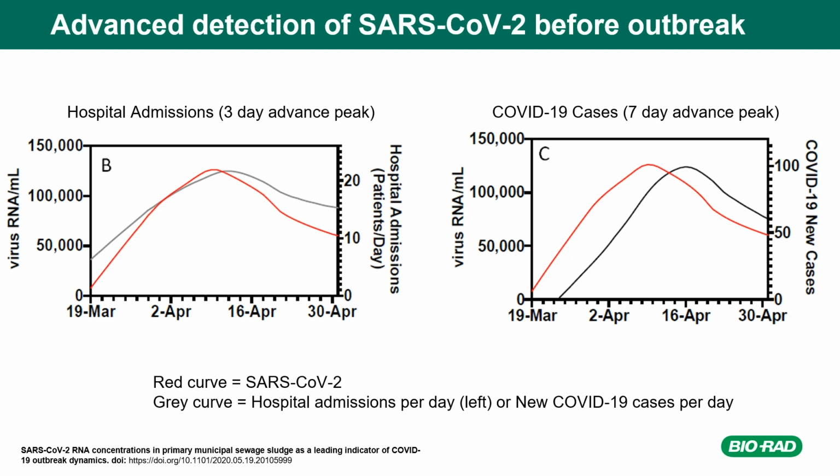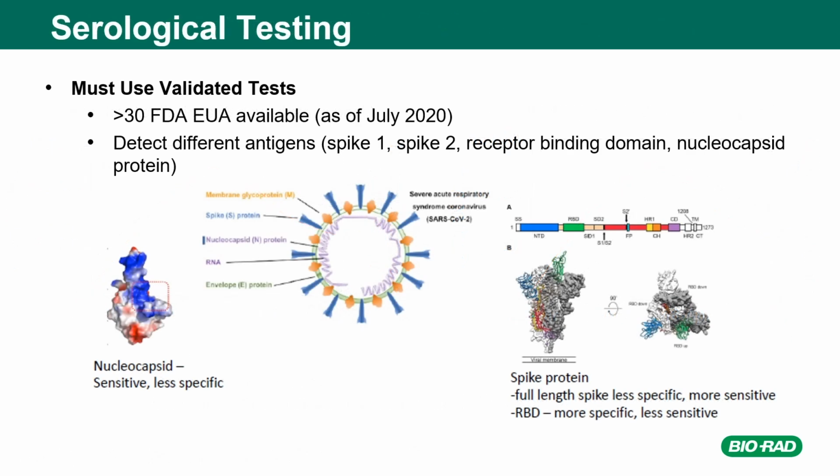Now let's move on to serological testing and the tools that Bio-Rad can offer. Currently, FDA recommends that labs utilize validated tests with EUA due to the poor performance of many tests that initially flooded the market. There are more than 30 EUA serology tests available that detect different antigens, including the spike protein and its receptor binding domain, as well as the nucleocapsid. These tests have been developed that utilize these antigens for IgM, IgG, and total antibody.